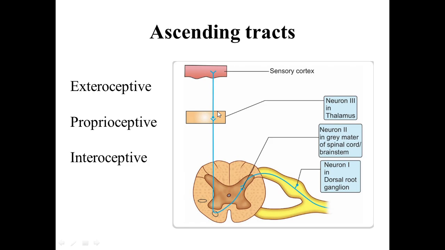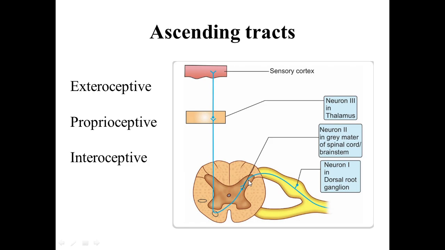Now all of you know that the general sensations are carried via the dorsal nerve root. This is the dorsal nerve root. So general sensations are carried via the dorsal nerve root, and there are three types of general sensations, that is the exteroceptive, proprioceptive and interoceptive.